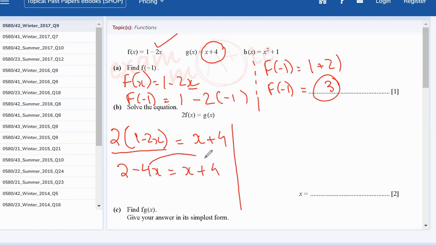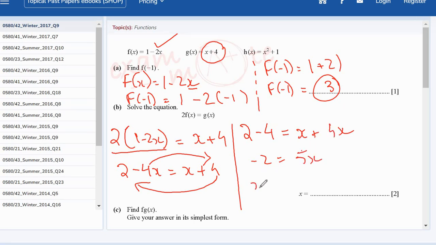Now I will shift minus 4x to the right hand side of the equation, and I will shift positive 4 to the left hand side of the equation. So this becomes 2 minus 4 is equals to x plus 4x. So 2 minus 4 is minus 2, and this is not 5x, my bad, this is 4x because I shifted 4x. x plus 4x is 5x. x is equals to minus 2 divided by 5. So this is the value of x. Any confusion, Josefa? No, not at all.